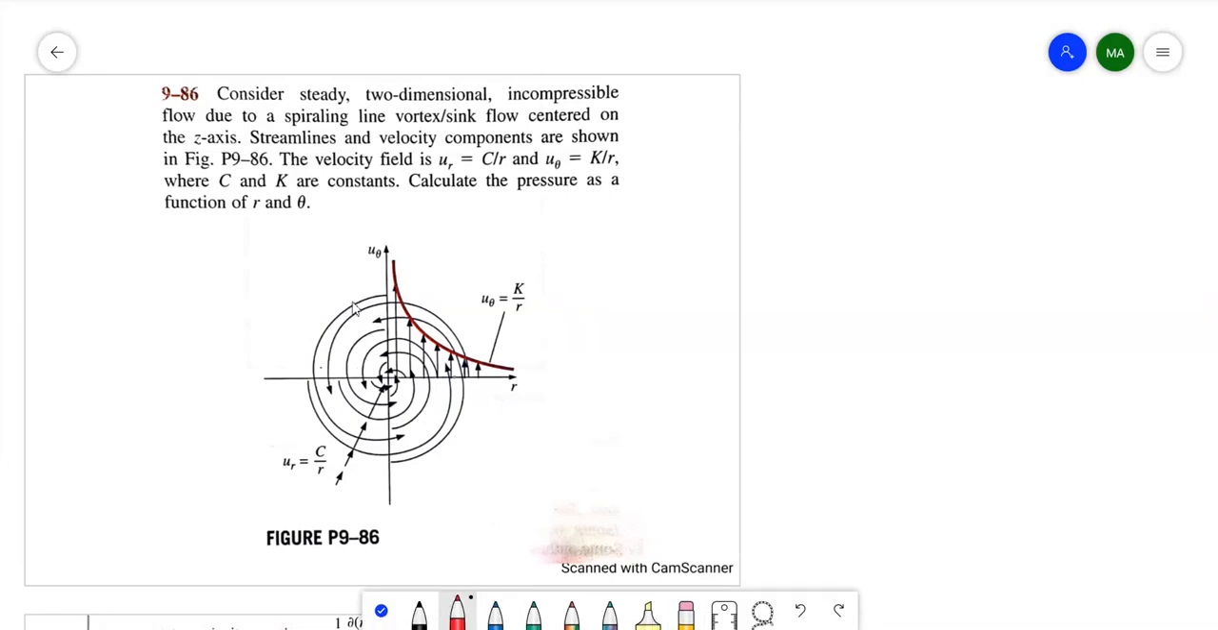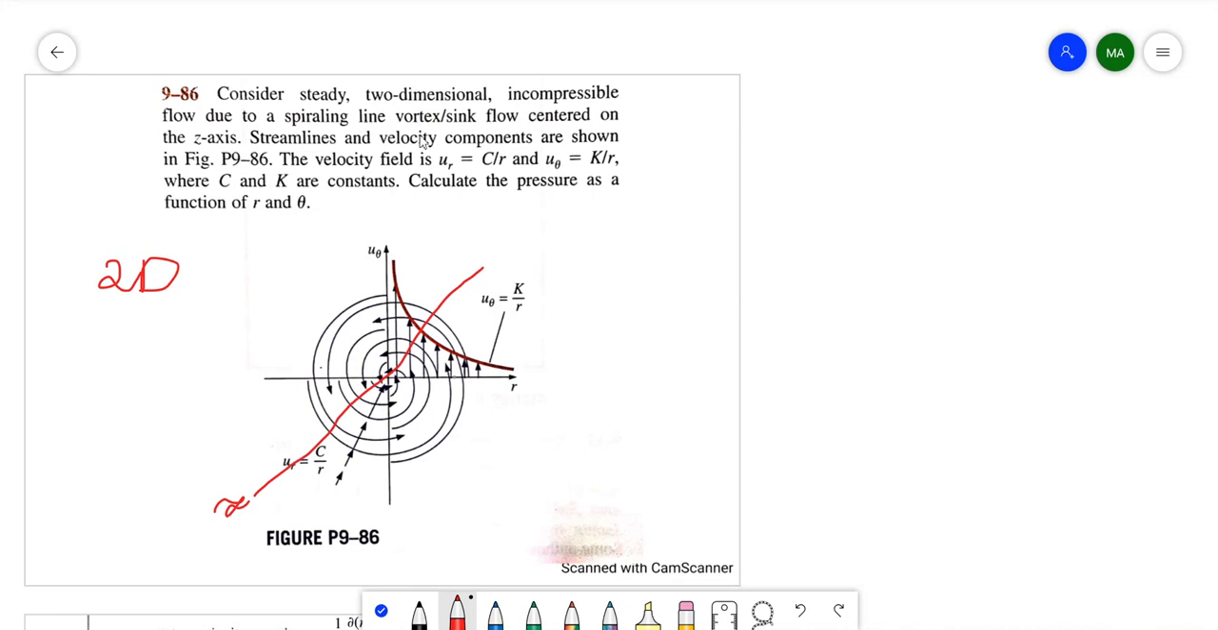Okay, we have a steady two-dimensional incompressible flow due to a spiraling line vortex sink flow centered at the z-axis. If you look closely, this is a 2D cylindrical problem with polar coordinates. This is not like the axisymmetric case from before. So our plane is the r theta plane, the polar plane, and the dimension that's into the page is the z dimension.